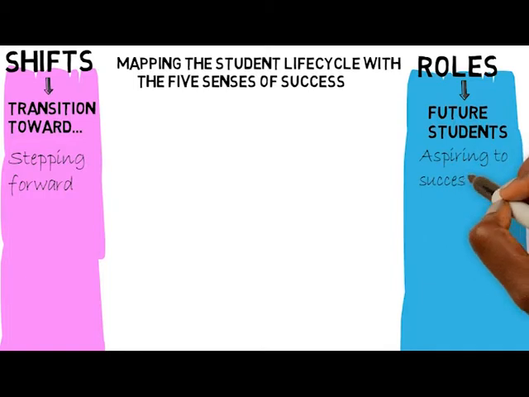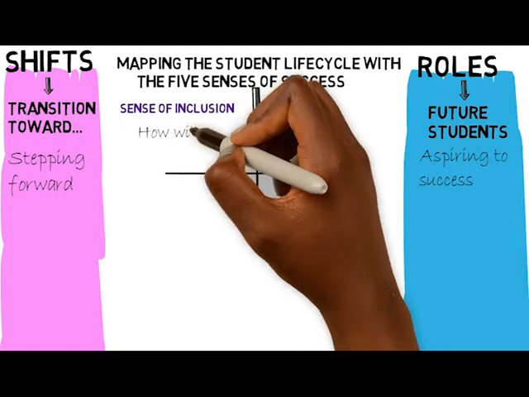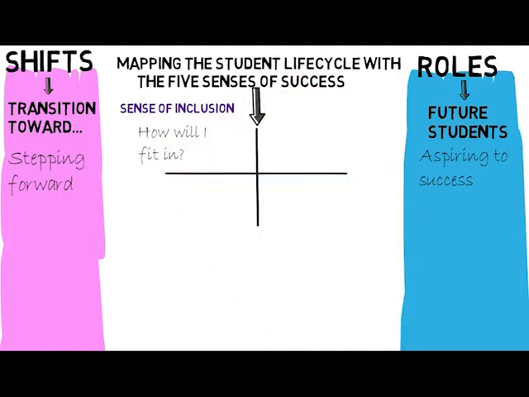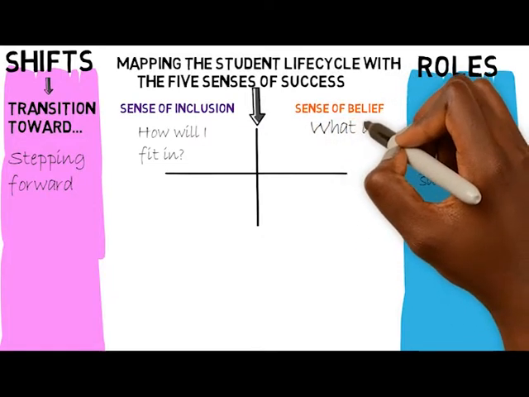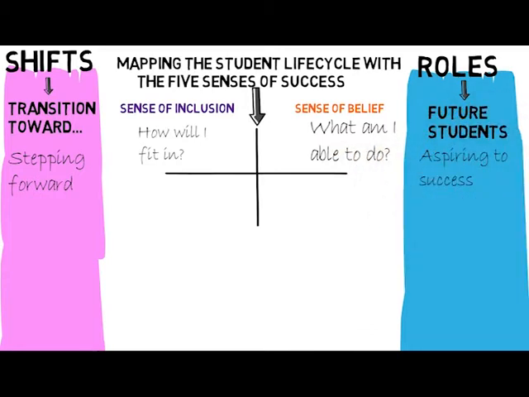So how do the 5 senses map at this transition towards phase? Well, sense of connection becomes sense of inclusion. Because in the early phase, how will I fit in is the big question here, not where will I belong, will I even fit in? And capability is really expressed as a sense of belief. What am I able to do? Am I really up to this? Is how that capability is expressed in an aspiring student.